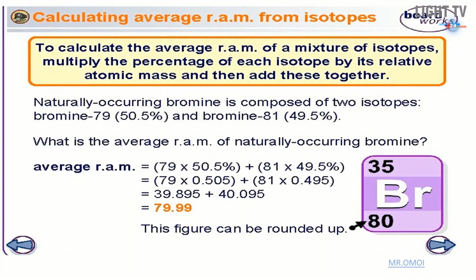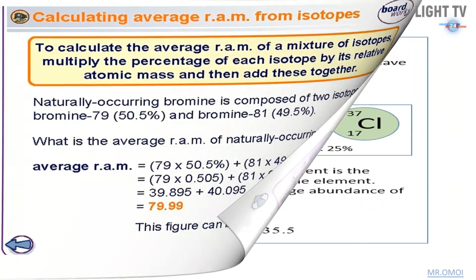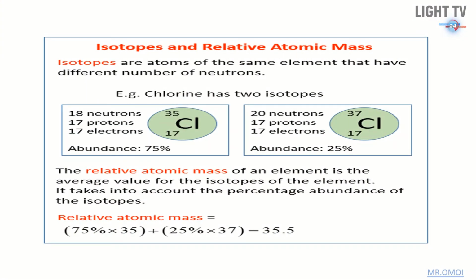And bromine has isotopes, bromine 79 and bromine 81, and so forth. So isotopes basically are atoms of the same element with the same number of protons but different number of neutrons. Don't forget that. It is a common question in exams.